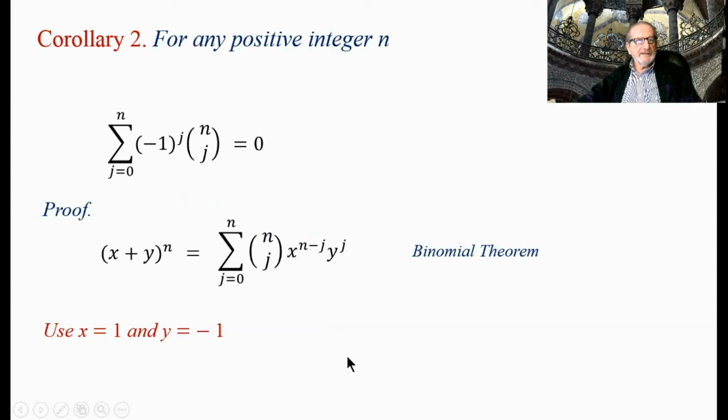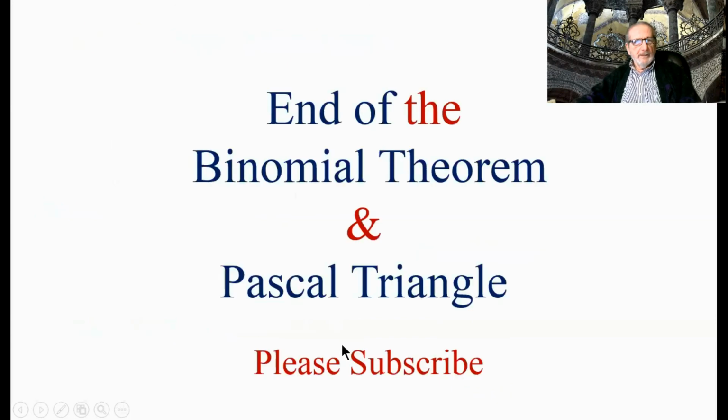And therefore, we have the second corollary. For any positive integer n, the summation from j equals 0 to n of minus 1 to the power j, n choose j is equal to 0. Again, you use the binomial theorem and replace x by 1 and y by negative 1. So you get negative 1 to the power j, n choose j. It's exactly this here. And that is the end of Binomial Theorem and Pascal's Triangle.